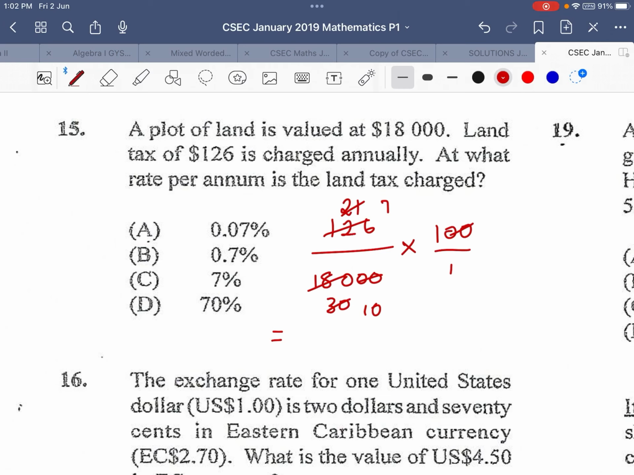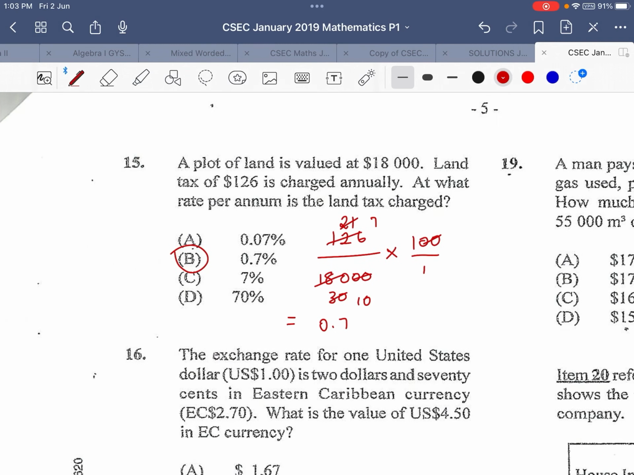So 7/10, which is 0.7, right? So the non-tax is 0.7%. Okay.